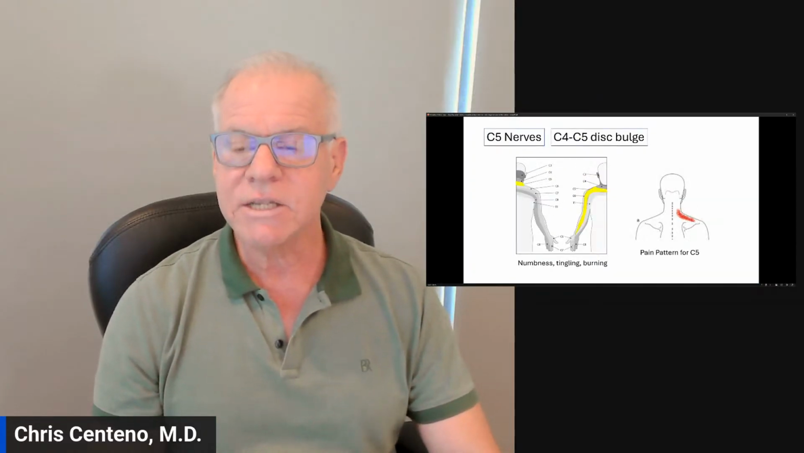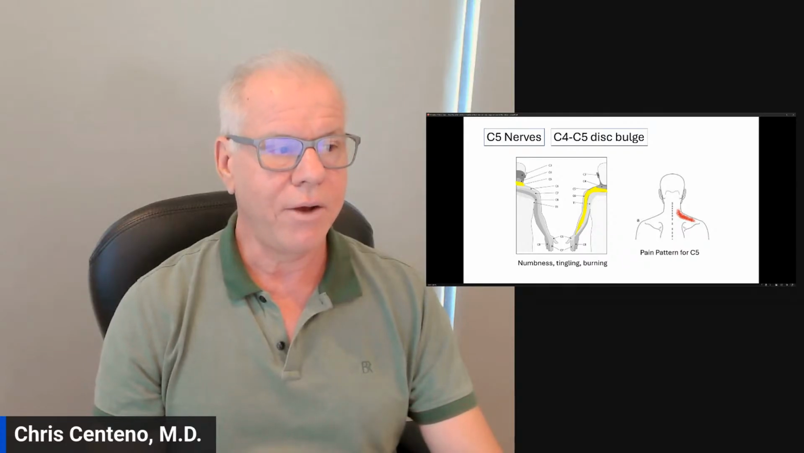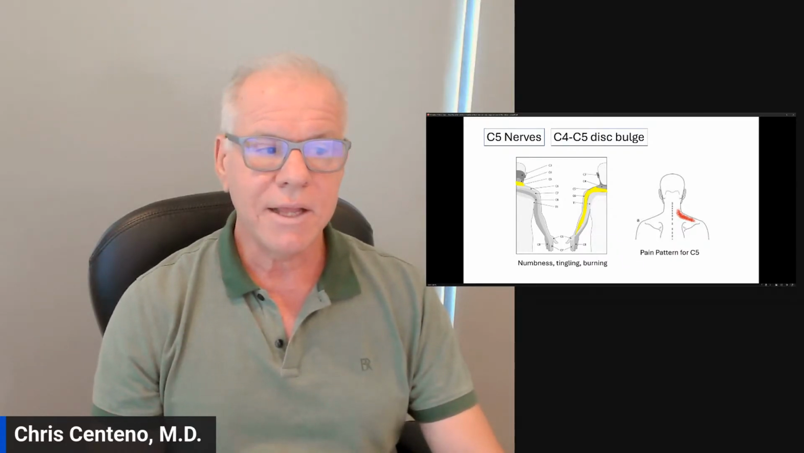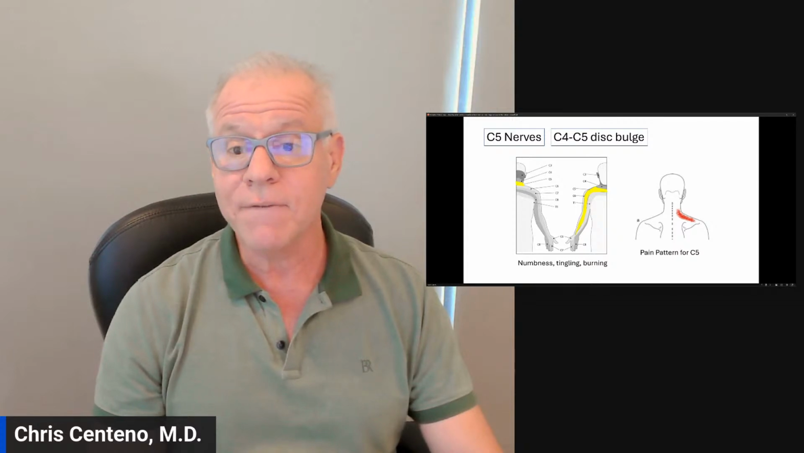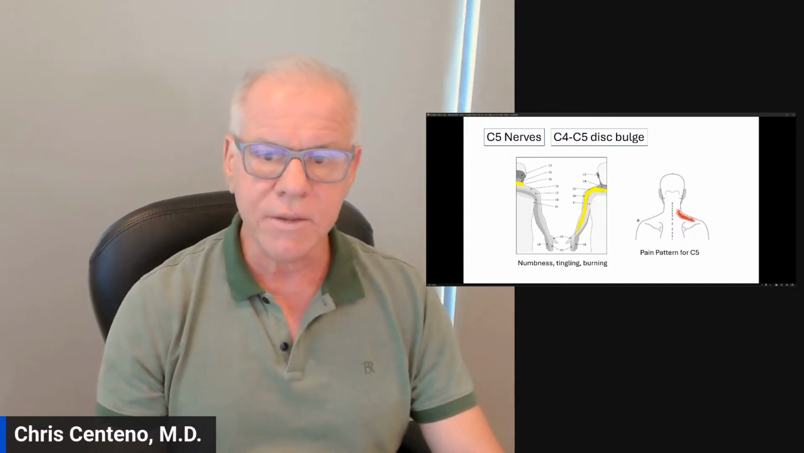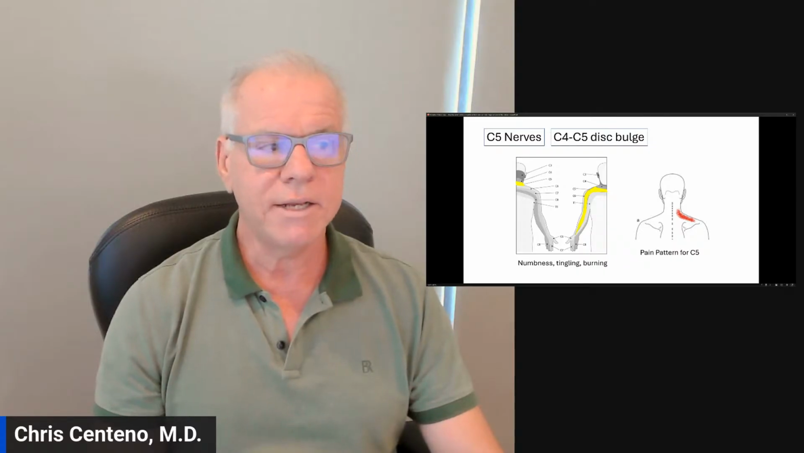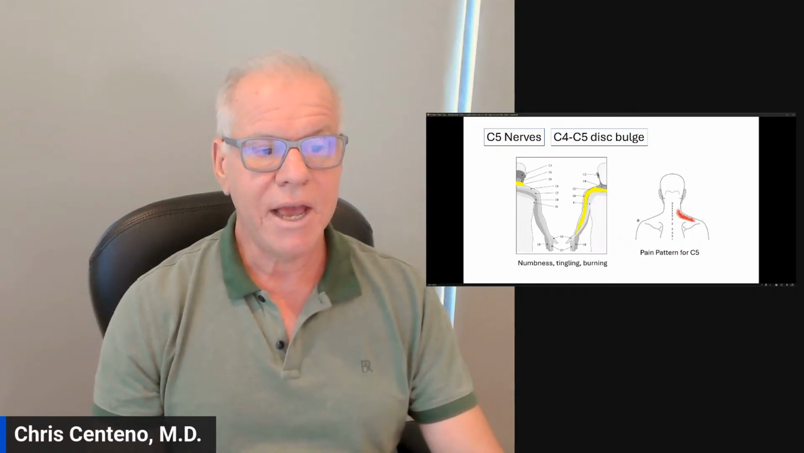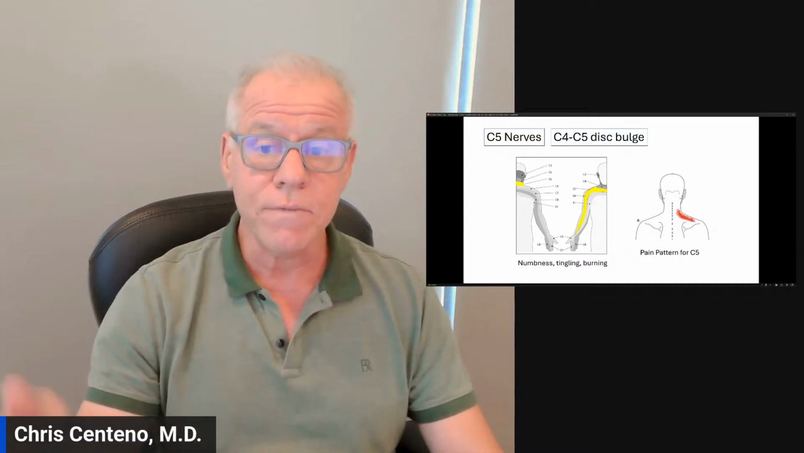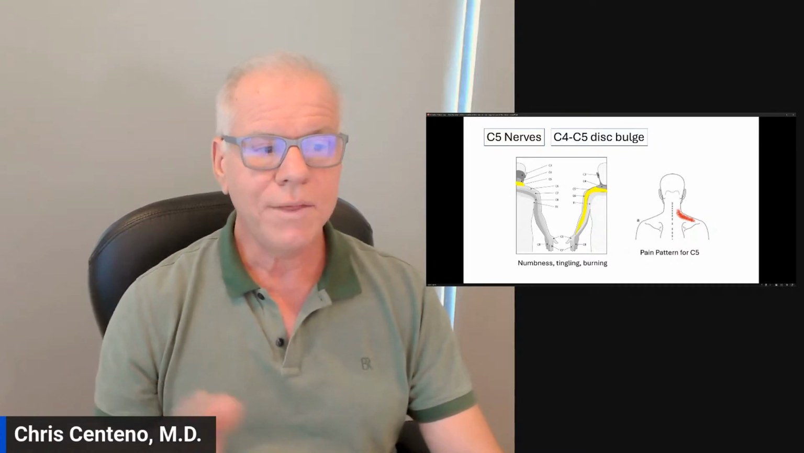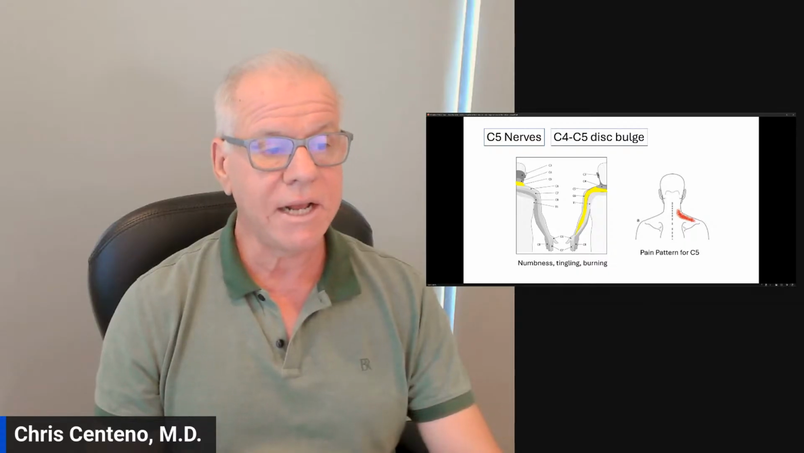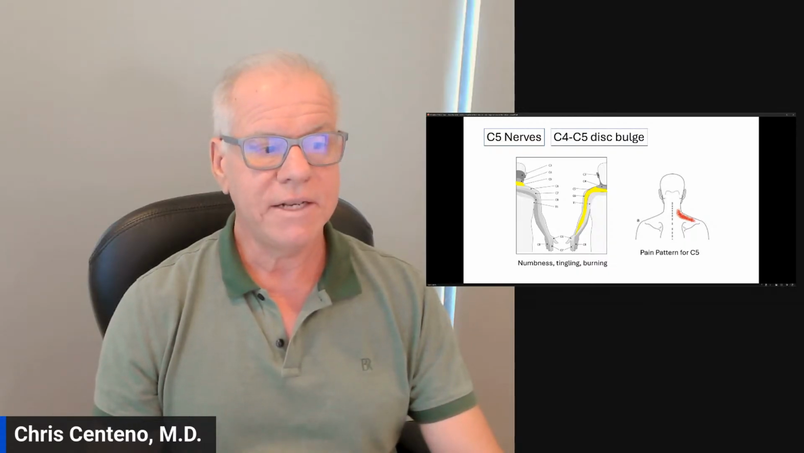So let's get into some of the nerves now. So this is the C5 pattern. And so this is going to be a C4-5 disc bulge. Usually, not always, it can vary a little bit depending on where it is. But this is a C4-5 disc bulge causing a C5 nerve root irritation. On the left there, you see the pattern where you can get numbness, tingling, and burning if it's C5.